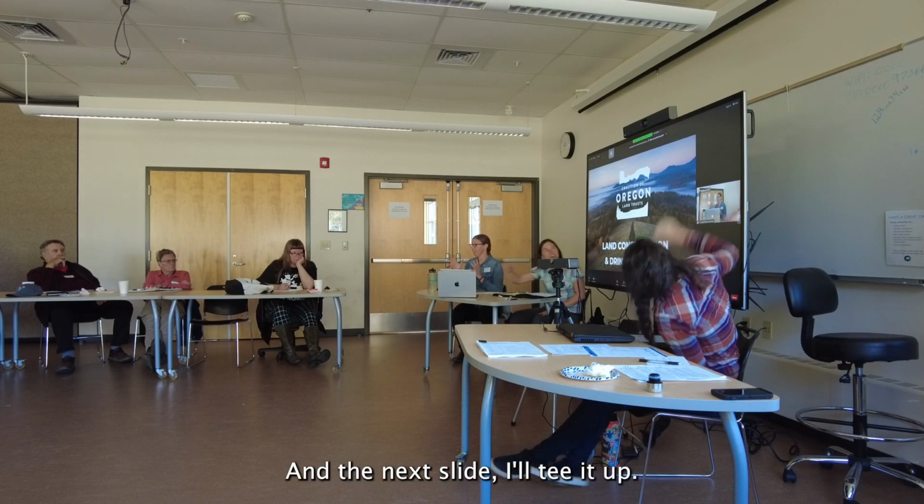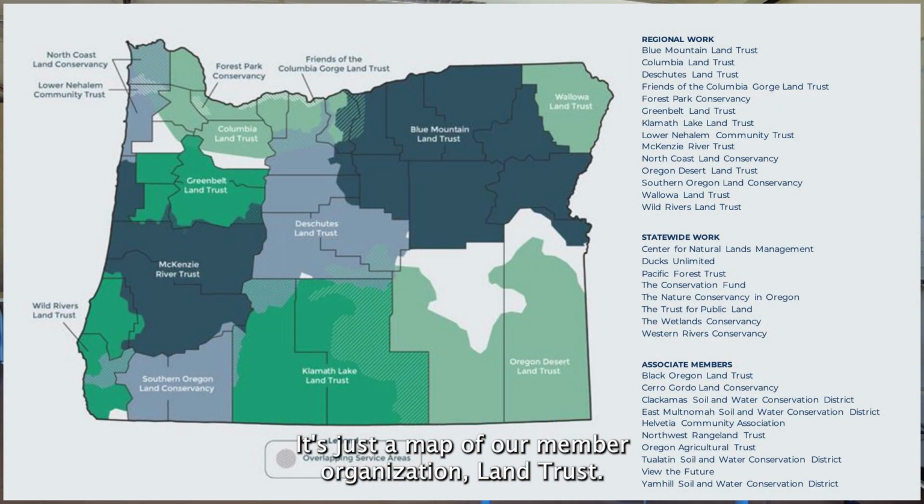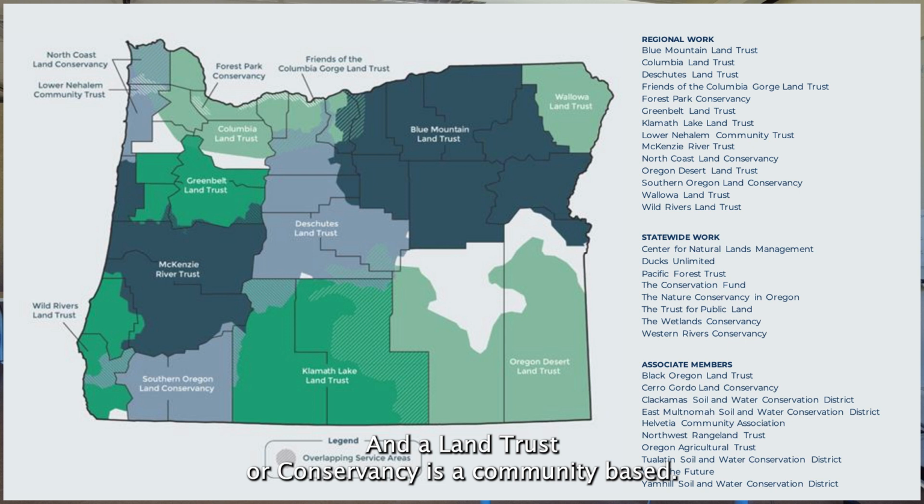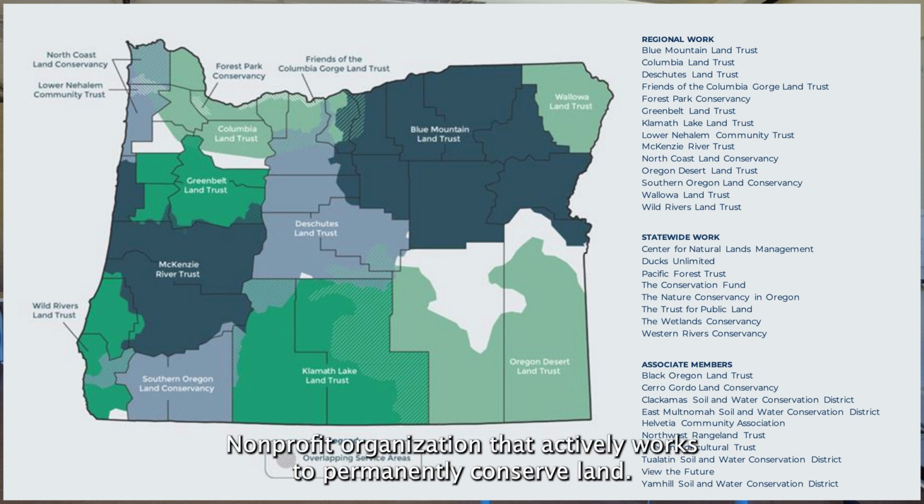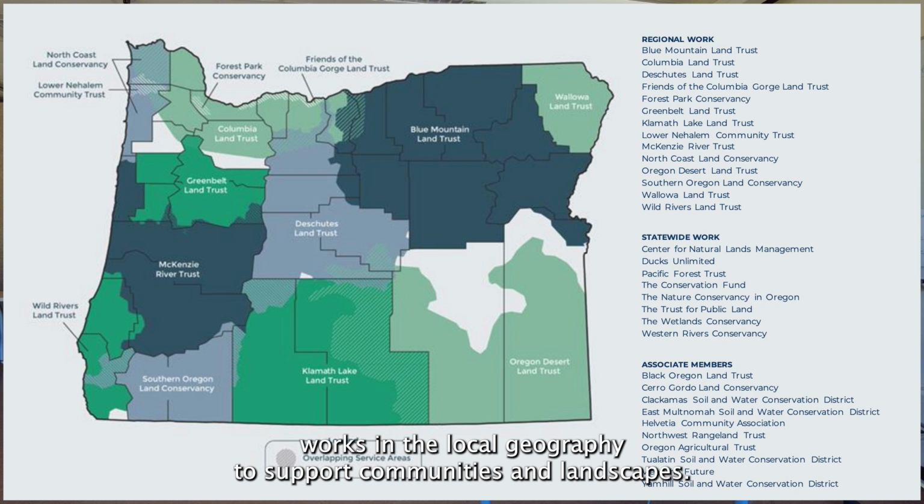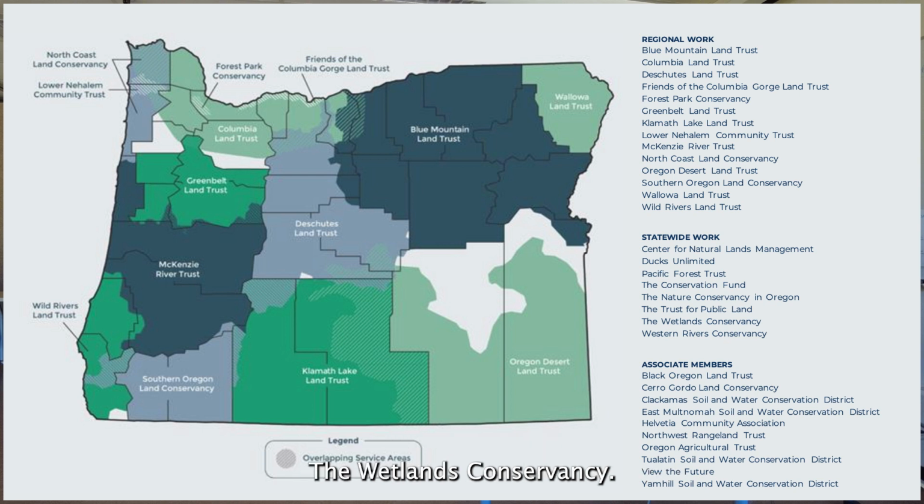And the next slide, I'll tee it up, is just a map of our member organization land trusts. And we have the Wetlands Conservancy and Mackenzie River Trust, Margaret and Katie here today. A land trust or conservancy is a community-based nonprofit organization that actively works to permanently conserve land. And there are local land trusts. Mackenzie River Trust works in a local geography to support communities and landscapes. The Wetlands Conservancy, this is perfect, I'm glad you're both here, is a statewide organization that works across the state to support specific types of geographies.